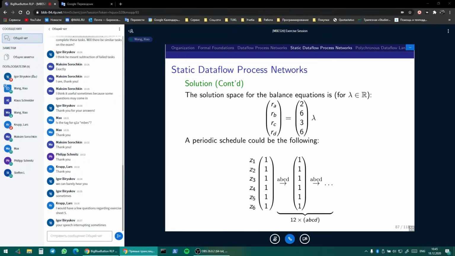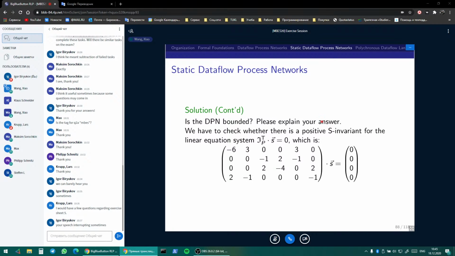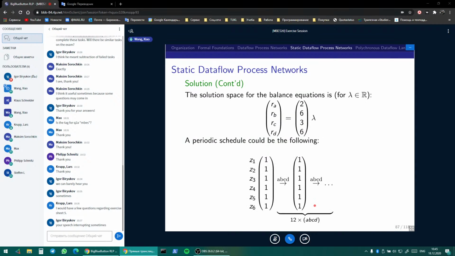And since they all only consume one value, no, this is only for C, then you can all have that here. But you can give another periodic schedule, by the way, in the exam as well, as long as it's the correct one. And you also can see from here a periodic schedule, not the periodic schedule.